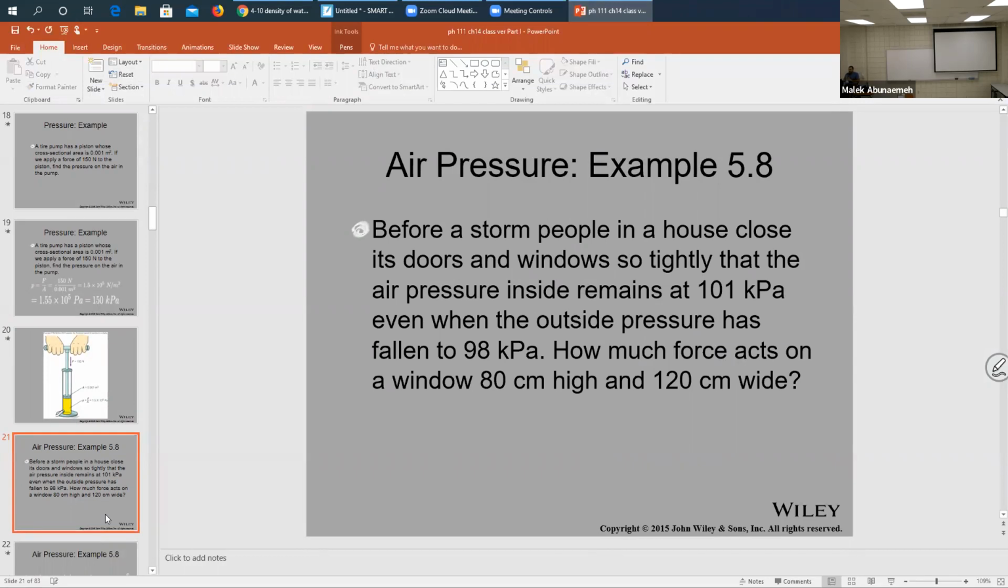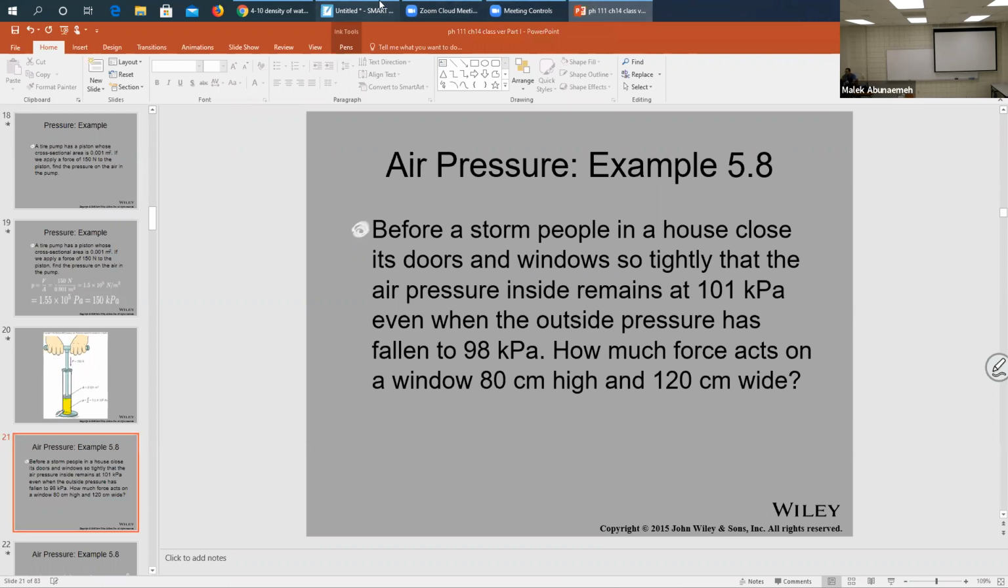Before a storm, people in a house close doors and windows so tightly that the air pressure inside remains at 101 kilopascals, even when the outside pressure has fallen to 98 kilopascals. How much force acts on a window 80 centimeters high by 120 centimeters wide? So you've got your initial pressure, which is 98, and your final pressure is 101.